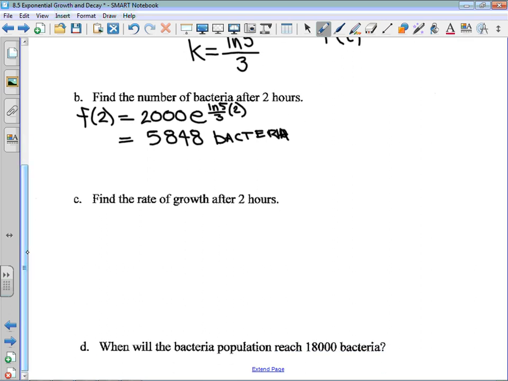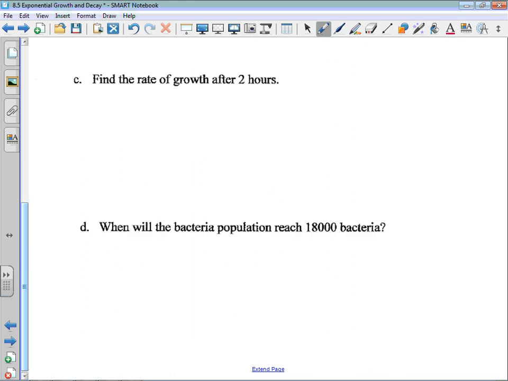Now, rate of growth is the derivative. This question wants f prime evaluated at 2. Right, f prime is the rate of change of f of t. So f prime at 2 is the rate of change of f of t when t is equal to 2. Now, in order to find f prime at 2, we have to find f prime. Now, I'm going to write that equation above.